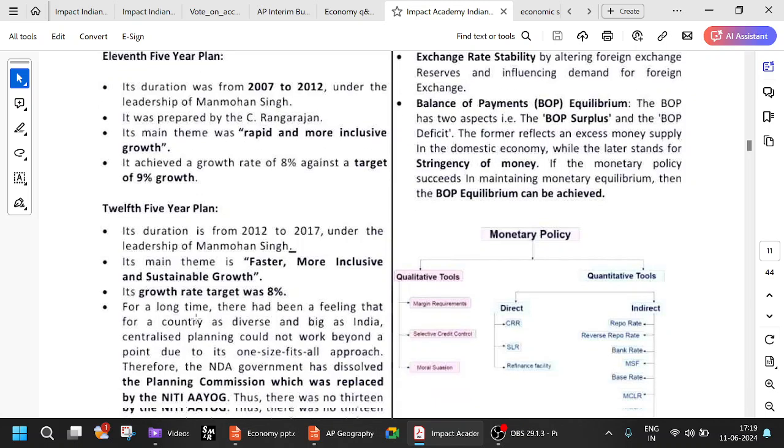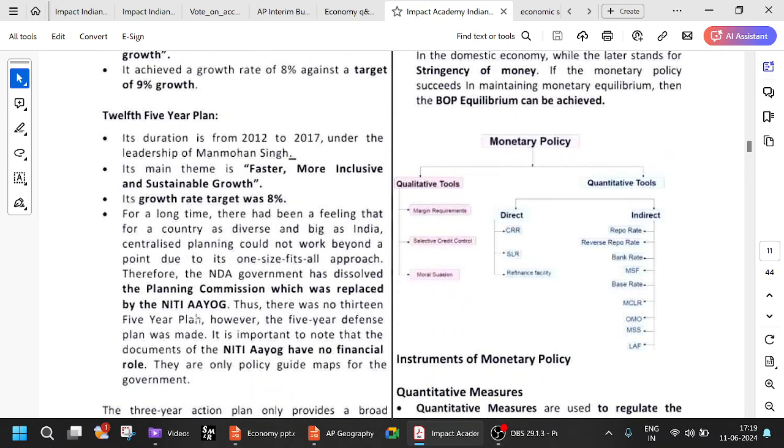Remember that. The 12th five-year plan is the last one, 2012 to 2017. In 2014, there was a government change, the NDA government, and later on the Planning Commission was removed completely. The Planning Commission was replaced by Niti Aayog. Growth rate target was 8%, faster, more inclusive, and sustainable growth. No need to remember all these things in depth.